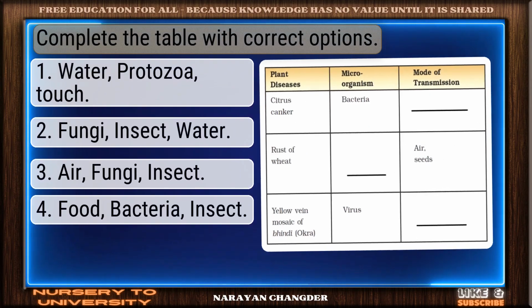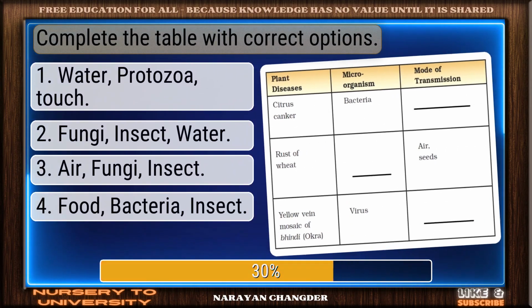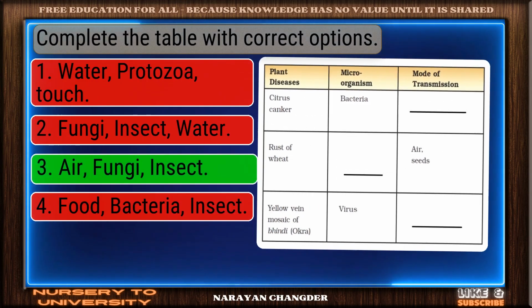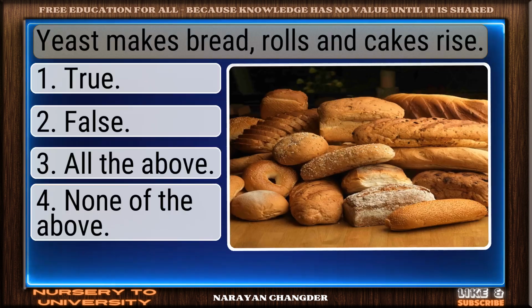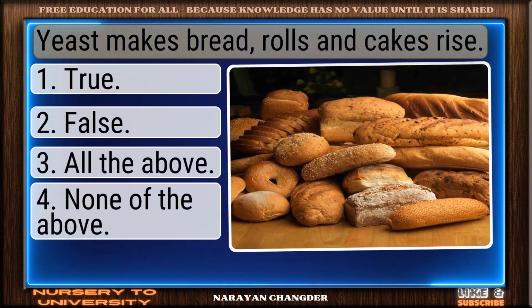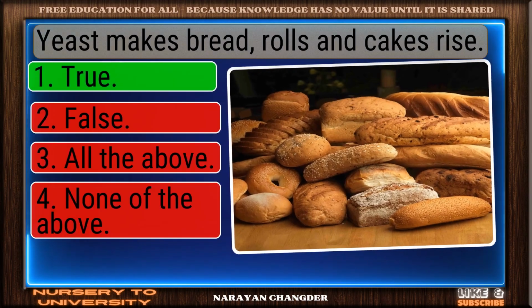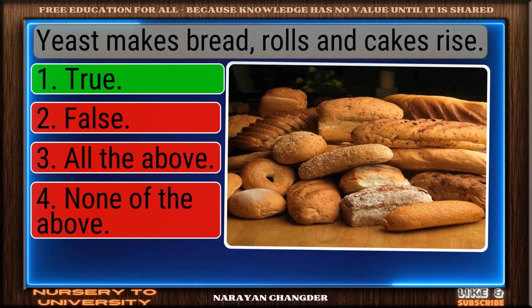Complete the table with correct options. Bravo. Air, fungi, insect is the answer. Yeast makes bread, rolls, and cakes rise. On track. True is the correct answer.